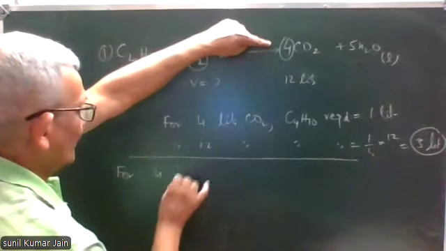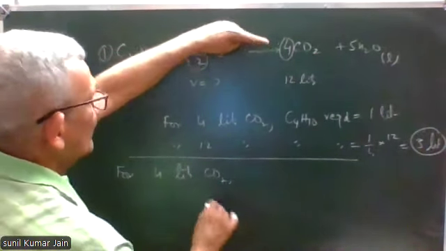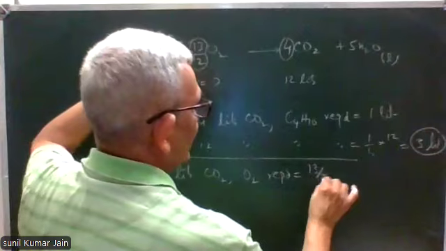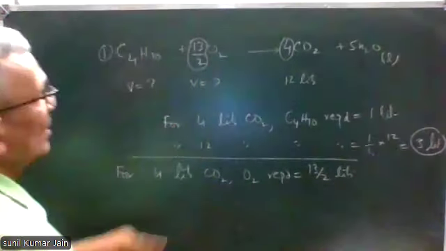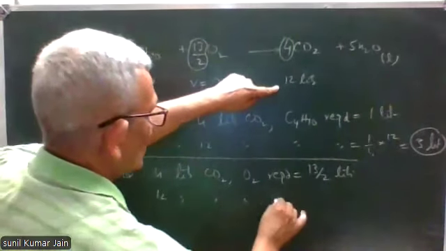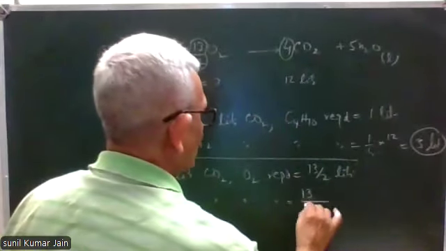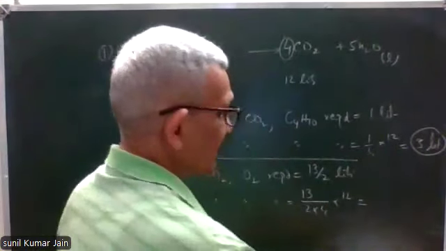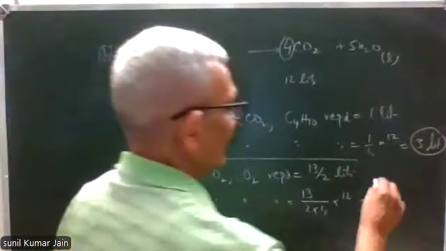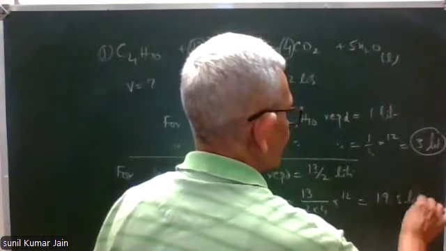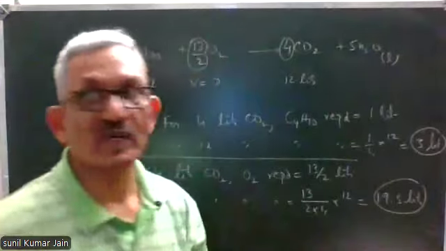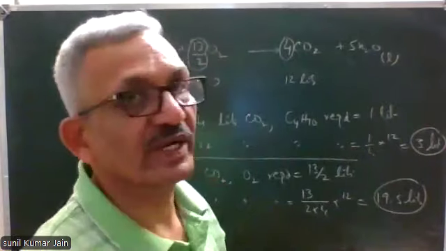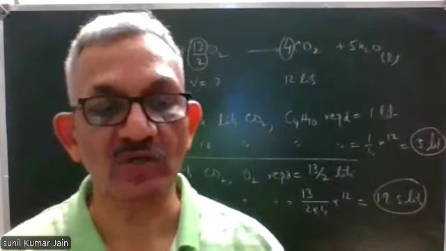For 4 liters CO2, O2 required is equal to 13/2 liters. For 12 liters, how much oxygen is required? 13/2 divided by 4 multiplied by 12. When you calculate, this will come out to 19.5. So these are two answers of volume of butane required and volume of oxygen required to produce 12 liters of carbon dioxide.